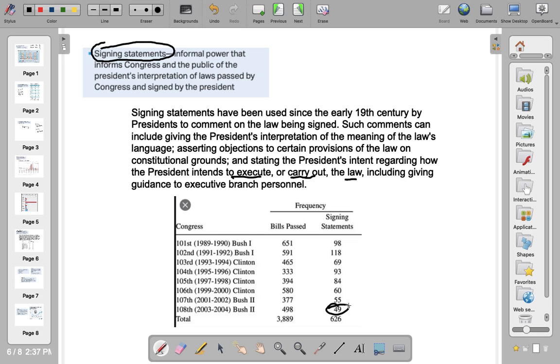Maybe he thought there was some provision in there that was unconstitutional. Maybe he thought the bill was lessening the power of the executive branch. There's a lot of reasons, we could do research on some of these, but just keep in mind that signing statements can be a tool that the president will use to let people know what he thinks about specific legislation.